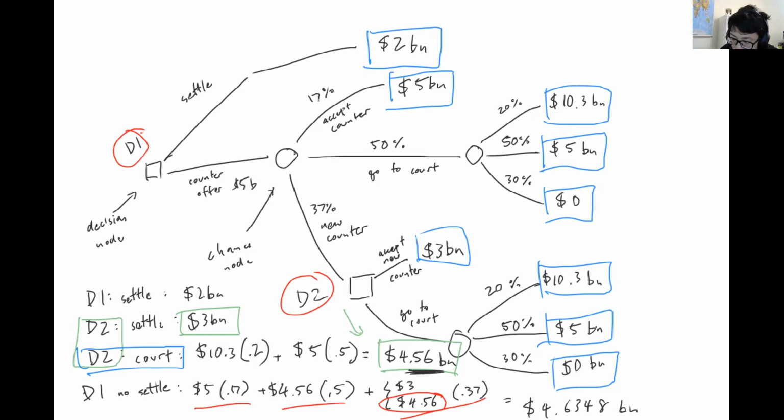So between my decision one here, if I look at my decision to settle versus not settle, we can see that the expected value of not settling is $4.6 billion, which is higher than the $2 billion. So you know that the optimal decision here is to not settle. And then if you get offered a new counter offer, then you would want to go to court. Okay. Any questions about this?